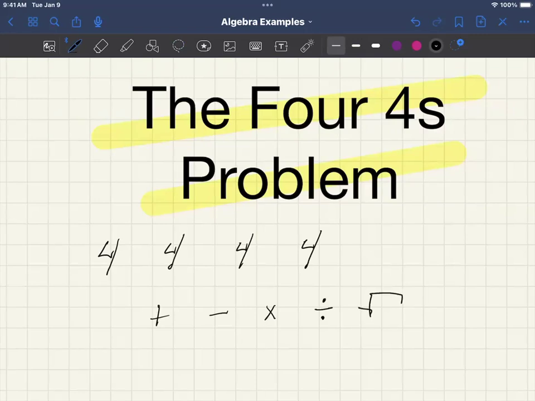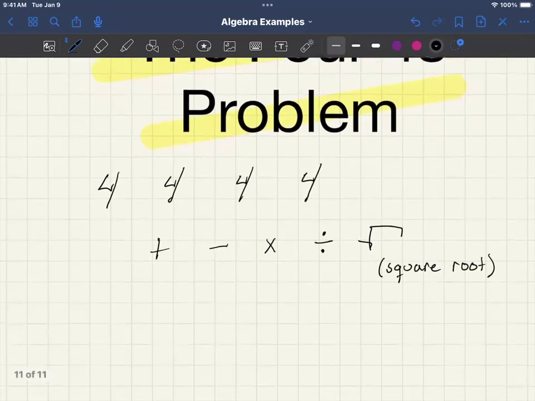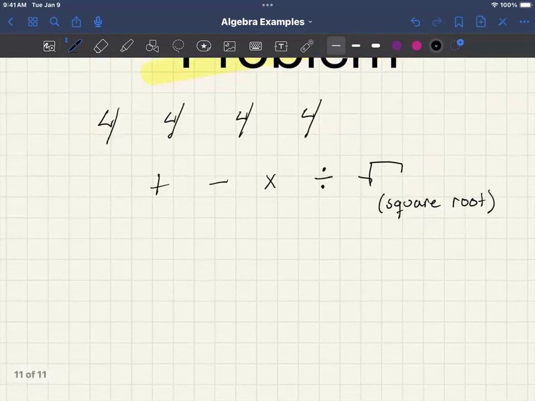I'm just going to write down that this is a square root in case you can't read my writing. And what we're going to do is we're going to create numbers out of 4 4s and these operations. So let's start off with the number 1. Can we create the number 1 using 4 4s in any of these operations? You don't have to use all of them, whatever works.